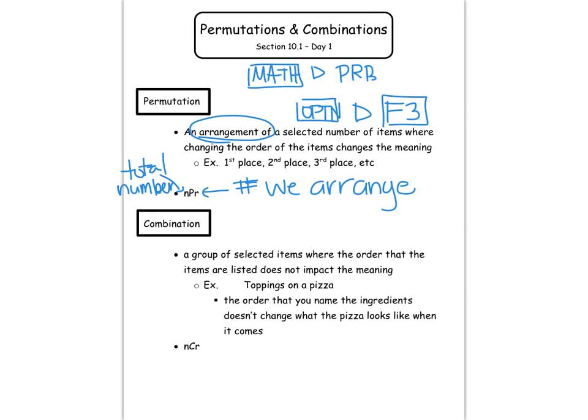Okay, so permutations are arrangements, putting things in an order. Combinations, on the other hand, are groups of items, where the order that the items are listed in does not impact the meaning. For example, toppings on a pizza, the order that you say the ingredients in when you're talking to the person ordering your pizza on the phone or clicking the buttons on the online ordering doesn't change what the pizza looks like when it comes.